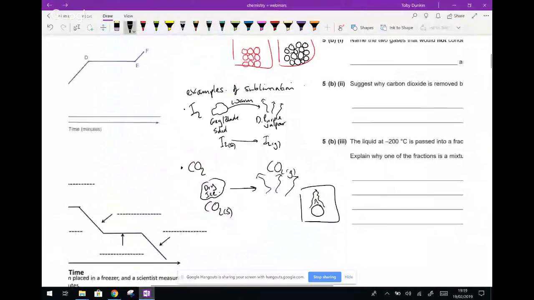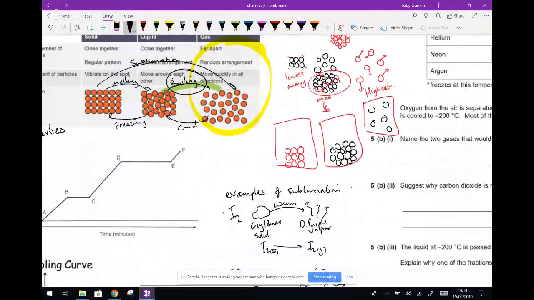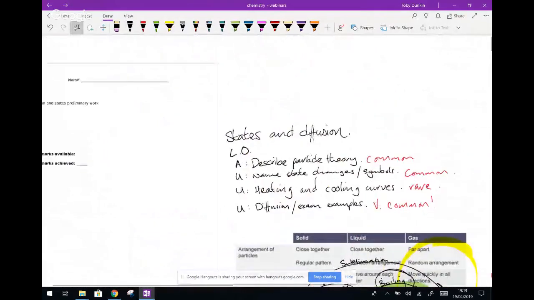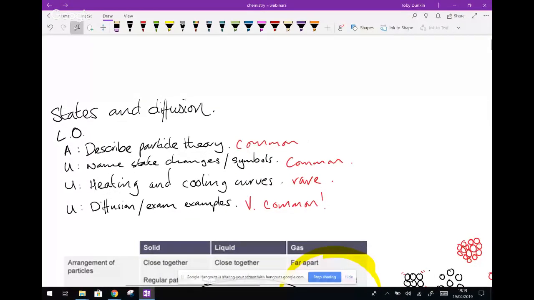The next thing, of course, is I do just want to mention this idea of descriptions, because my first learning objective was to be able to describe these particles. Why is iodine solution orangey? Ah, Lucas, that's a really, really difficult question.